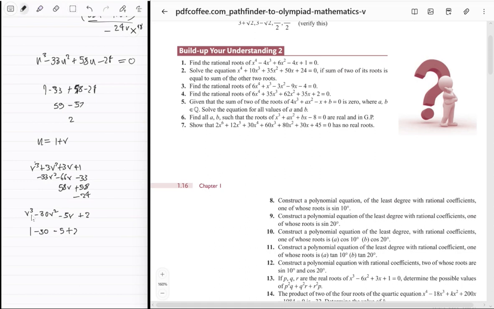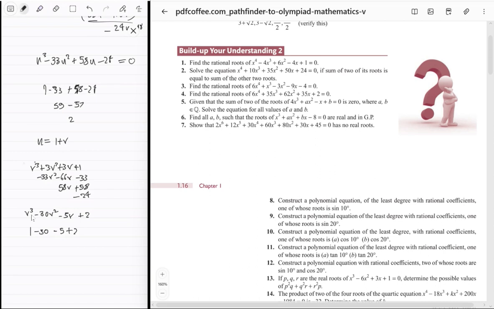Did we do the transformation correctly? I guess we did. Yeah, I don't see what could have gone wrong over here. So it's v cubed, then minus 30 v squared, and then 61 and 5v, whatever, and plus 2, right? Like that thing gave us 2.